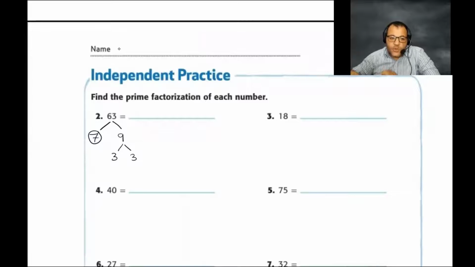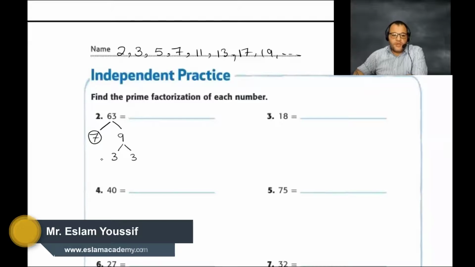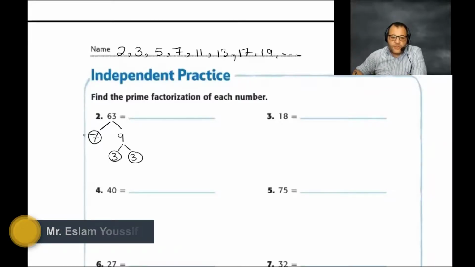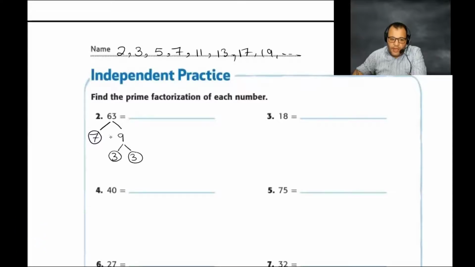You have to memorize what the prime numbers are. The prime numbers: 2, 3, 5, 7, 11, 13, 17, 19, and so on. So we have to memorize all of these numbers. So it means 3 is a prime number. 3 also is a prime number. So we didn't find any other number. So what are the prime factors?